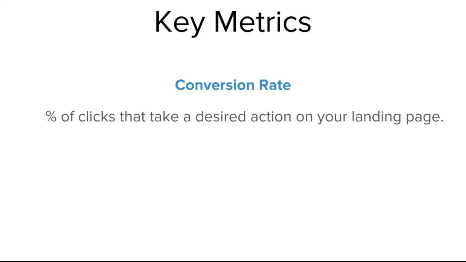This one is conversion rate. Obviously, at the end of the day, this is kind of the big one, right? This is what we monitor. This is the percentage of clicks that result in a desired action on your landing page. Whatever it is that you want them to do, that is your conversion. So the number of people that take that action divided by the number of visitors that go to your page is the conversion rate. So you want to be monitoring that.